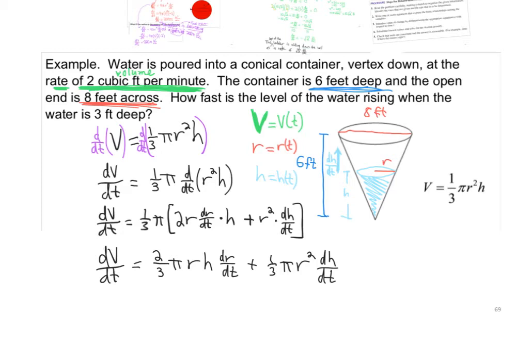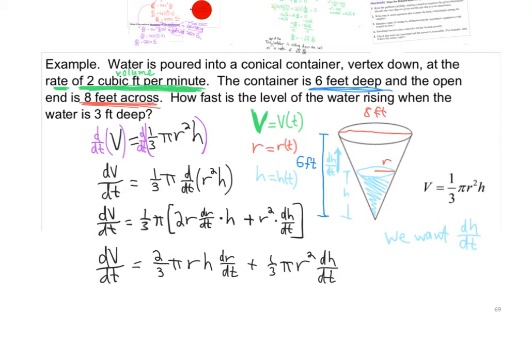Maybe it would help if I wrote that over here. We want dh/dt. Okay, we have dV/dt is 2. We have h at the moment we care about is 3. And we have nothing else because we can't use this 8 feet right now. This is not helping us at the moment. We can think of ways to find this radius, and I'll go through that right now.